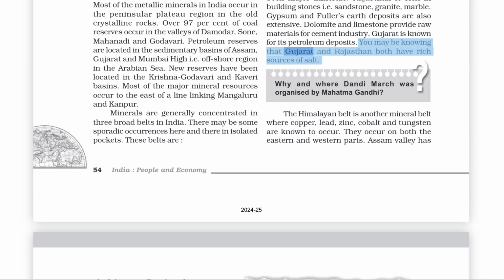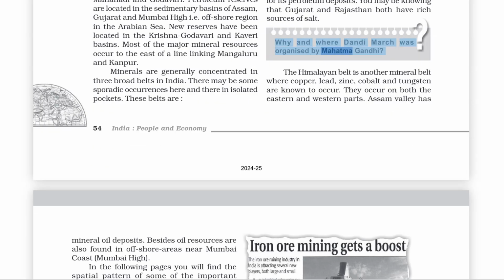You may be knowing that Gujarat and Rajasthan both have rich sources of salt. Why and where was the Dandi March organized by Mahatma Gandhi?